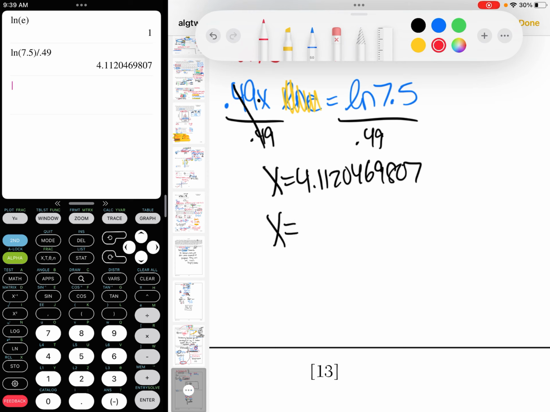Okay, so to round this to the nearest thousandth, that would be 3 places after the decimal point. I want to see if that 0 bumps this up. It does not. So my answer is 4.112. Done.